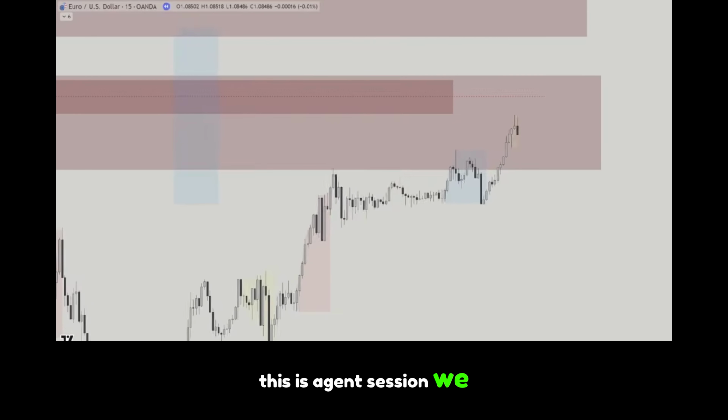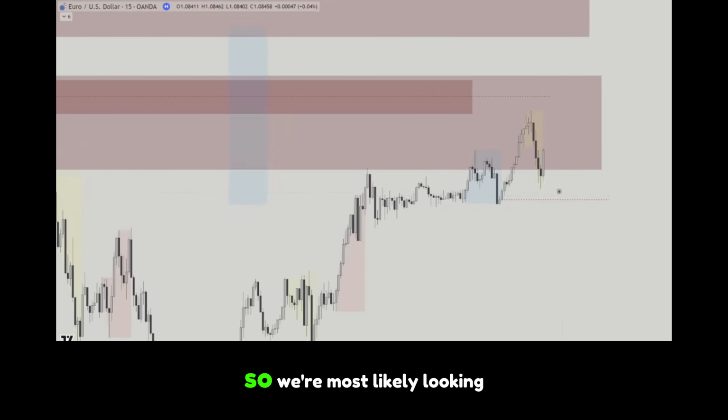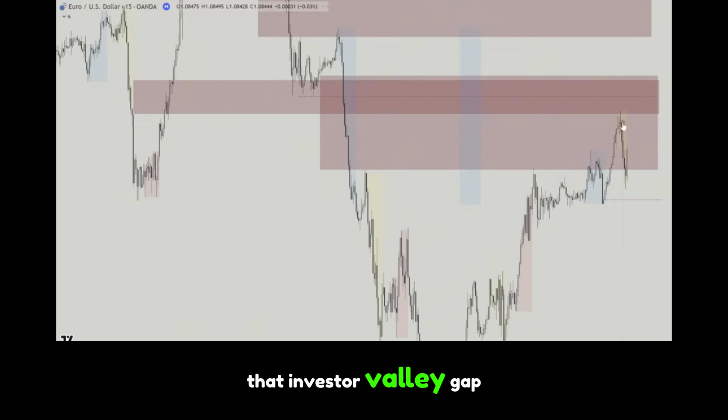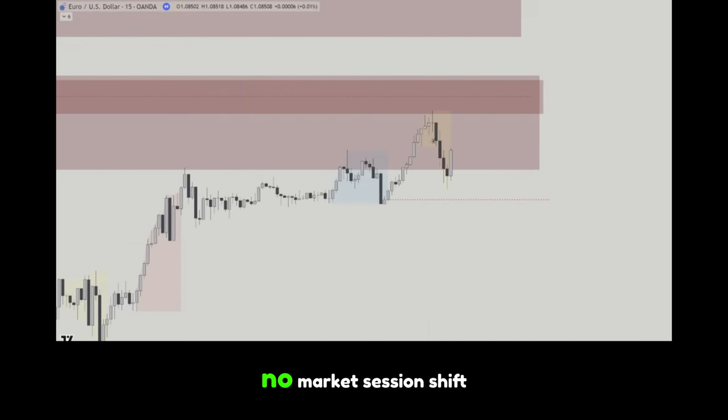This is the Asian session. We don't trade here. And actually what we see is that this is your midnight open at this level. So we are above the midnight open, so we're most likely looking for sells. But then price goes to that inverse fair value gap and started going lower with no market session shift.